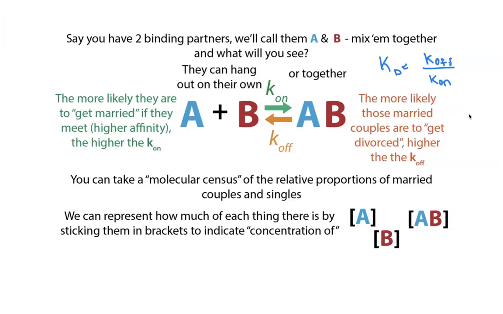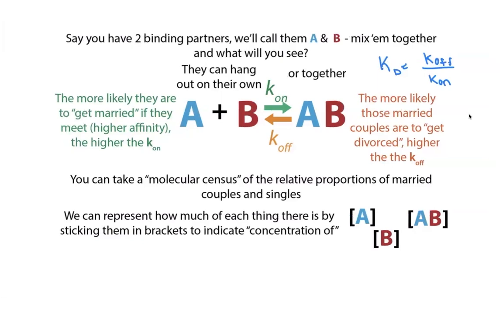And so hopefully this will make more sense when we talk about Kd in terms of concentrations at equilibrium. Just remember that those concentrations at equilibrium are coming from how likely they are to get married if they bump into one another and how likely they are to get divorced if they get married. What happens is you reach an equilibrium where for each one that gets married, there's a couple that gets divorced. And so the absolute numbers on either side of the equation aren't changing.